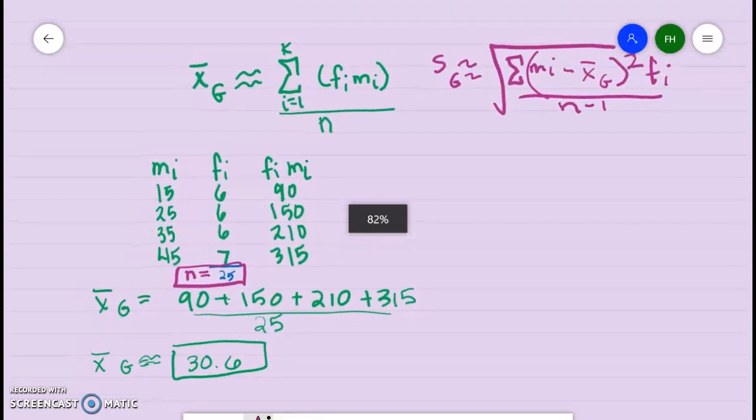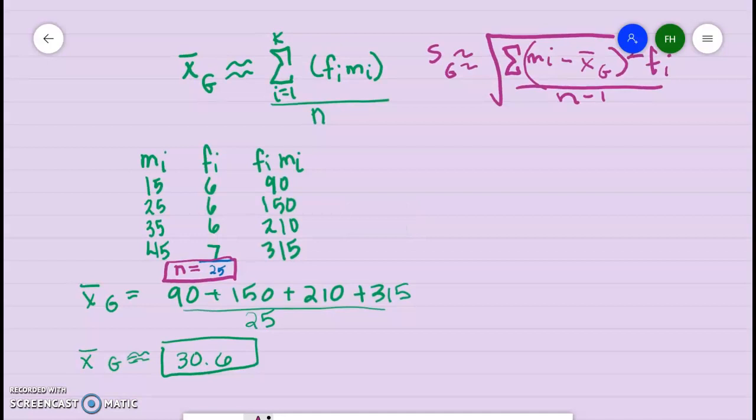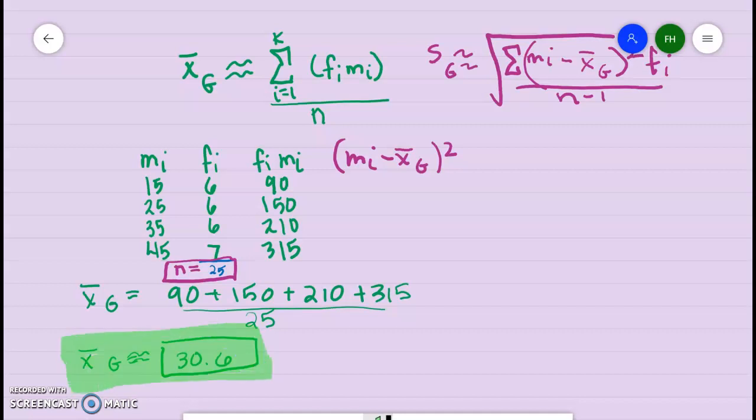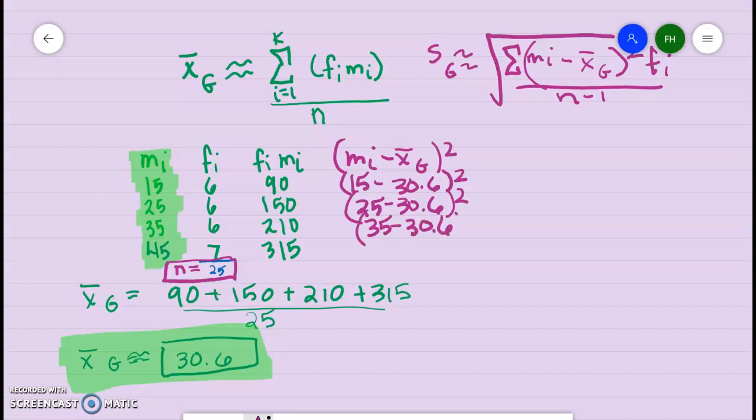So let's go ahead and continue with our problem. We're going to have a column where we do the difference between the midpoint and the group data mean, and we square it. Here's the group data mean down here, and here's the midpoint. So your midpoint is 15 minus 30.6, squared. Then 25 minus 30.6, squared. 35 minus 30.6 squared, and 45 minus 30.6 squared.